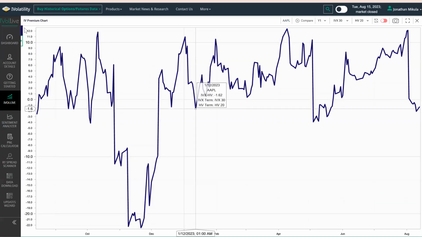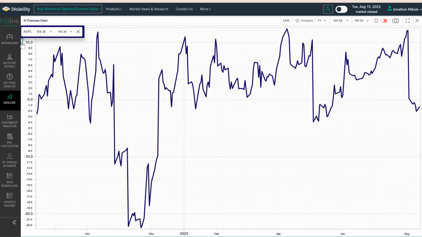Here is the implied volatility premium chart. So what we're looking at here is Apple's implied vol, IVX30, versus its HV20. And what's important here is 0 is your dividing line. So when we're above 0, implied volatility is higher than historical volatility. When we're below 0, implied volatility is much lower than historical volatility.